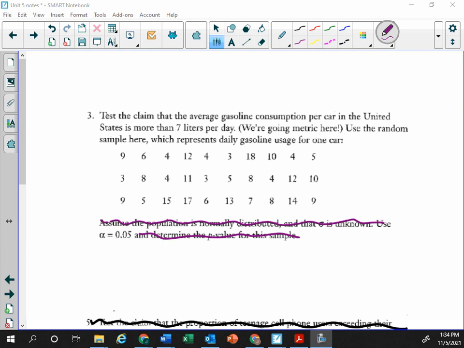Yeah, we're looking at average gas consumption. I see the word average in the problem. So we need to figure out, is that a means or a proportion test? Means. Means. Okay, good start.